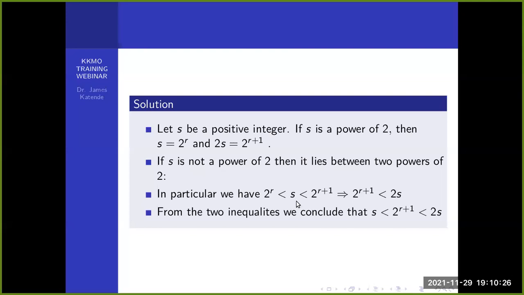So from this, we can conclude the following. If you consider the right-hand side of the original inequality, we have s is less than 2 raised to r plus 1. So that gives us this first half. And the second inequality that we constructed gives us the second part: 2 raised to r plus 1 will be less than 2s. So we have shown that if s is not a power of 2, we can always find a power of 2 between s and 2s. So that proves the problem at hand, what we intended to show.